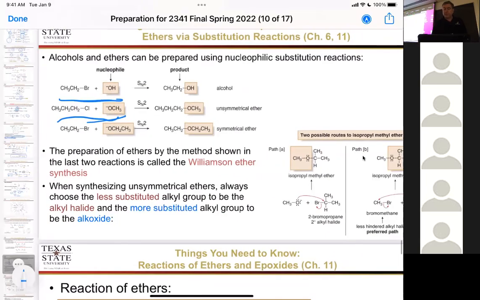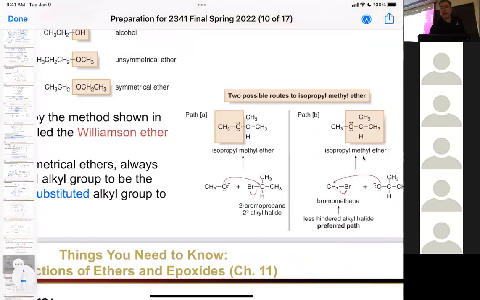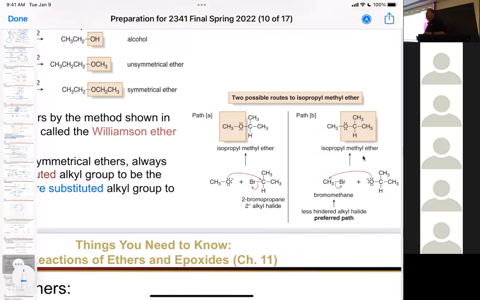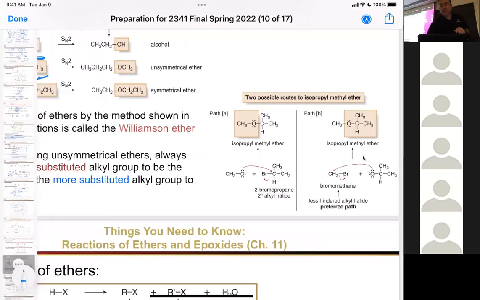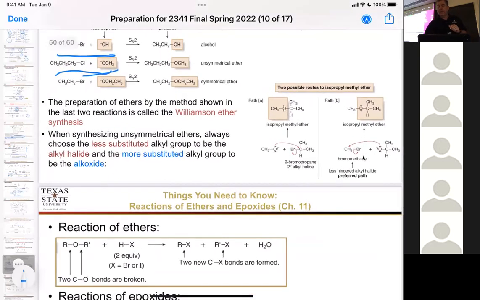Okay, so the Williamson ether synthesis has a specific pattern you want to use. You want to use it where you have the primary or secondary alkyl halide, and whatever the alcohol is, it doesn't matter whether it's primary, secondary, or tertiary. It's still going to be nucleophilic enough with a primary alkyl halide to do substitution. So you should be able to get that substitution to go. So you want to make sure that you have that reaction going in the correct direction.